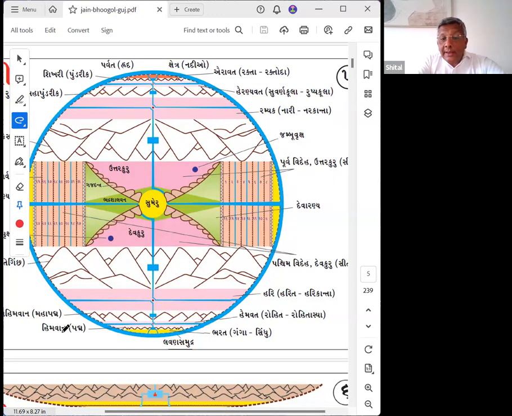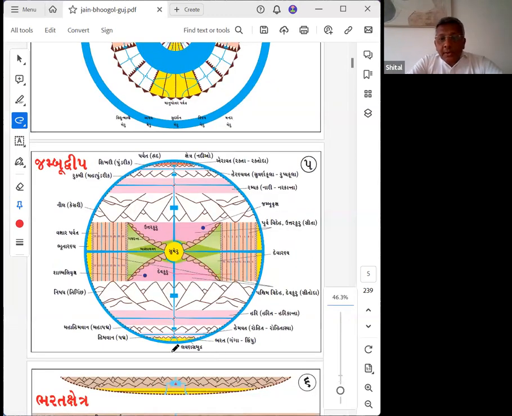You might not be able to see them all because I made them very small. If I make them even smaller, you'll be able to see. So this here is Himwan, this is Mahahimwan, this is Nishad, this is Nila, this is Rukmi, and this at the top here is Shikhari. Those are the 6 mountain ranges.